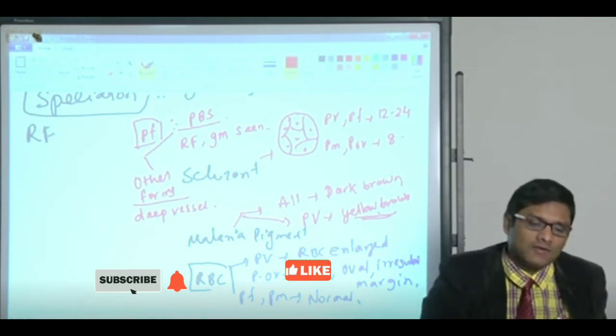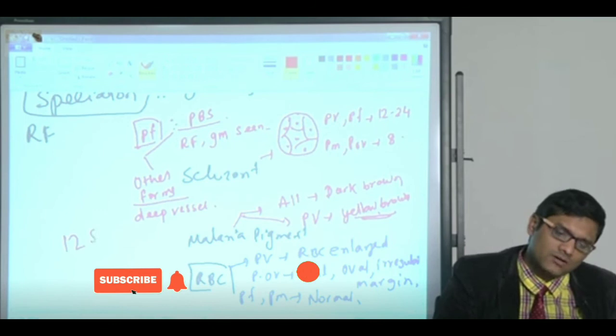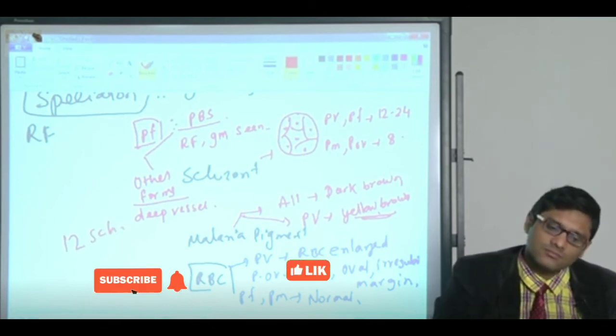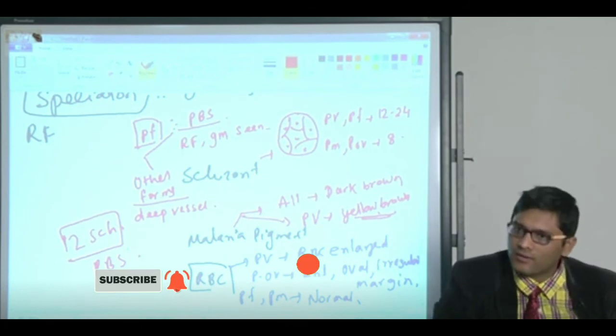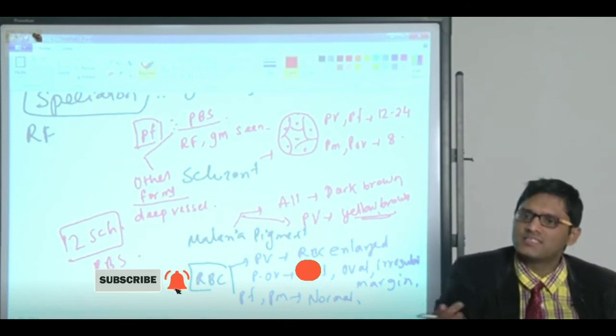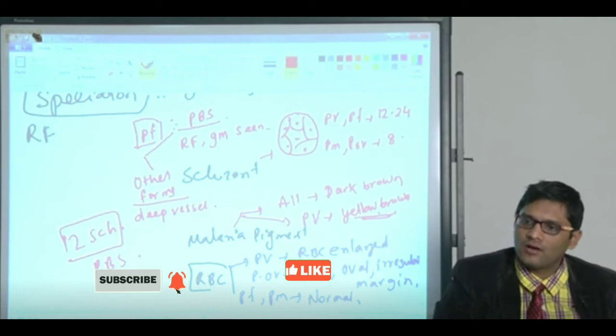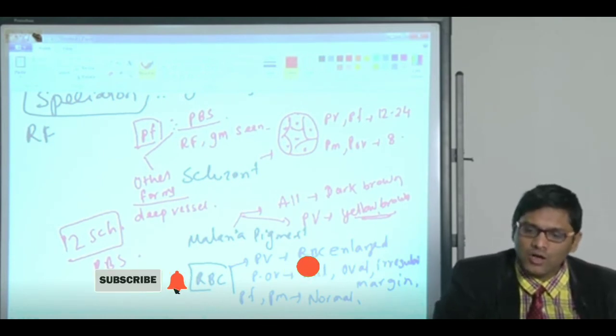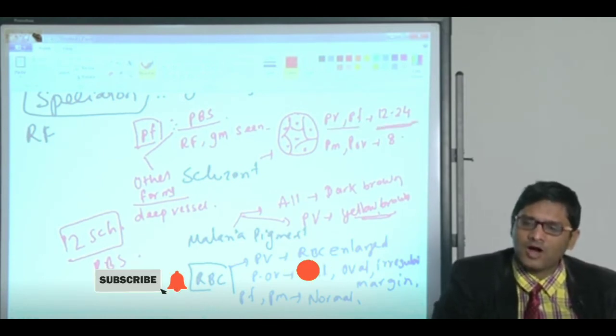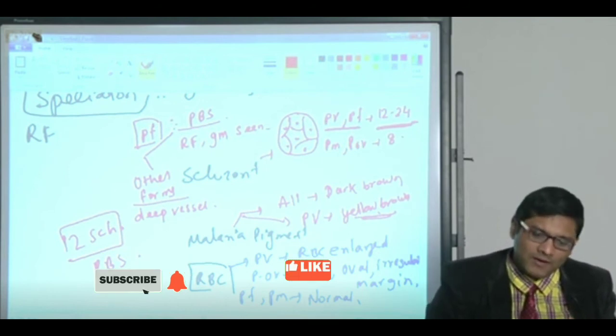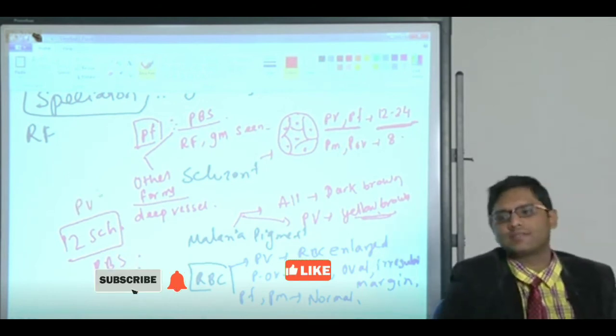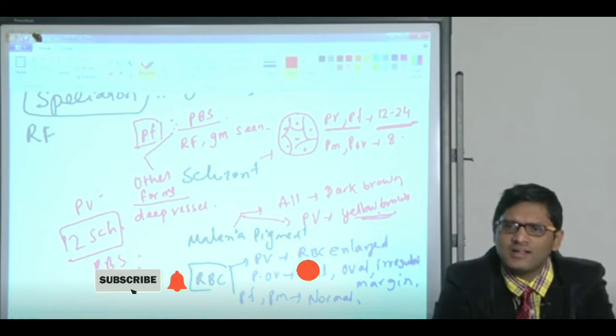That means if I ask you, if you have 12 schizonts in a peripheral blood smear examination, which species is it, falciparum or vivax? 12 to 24 is either falciparum or vivax, but in peripheral blood smear only vivax is seen, falciparum is not seen.